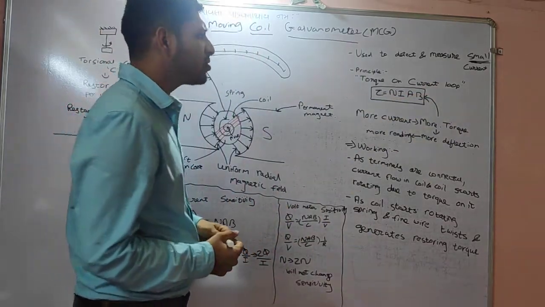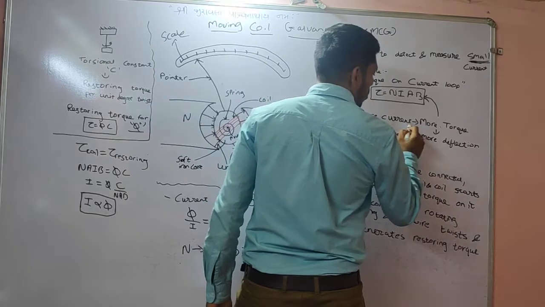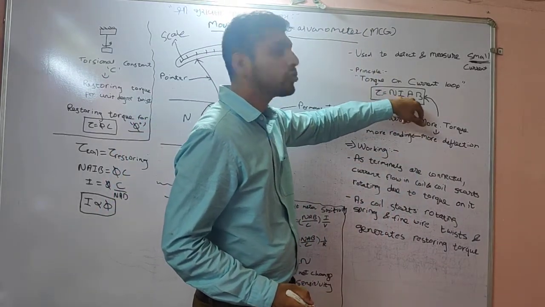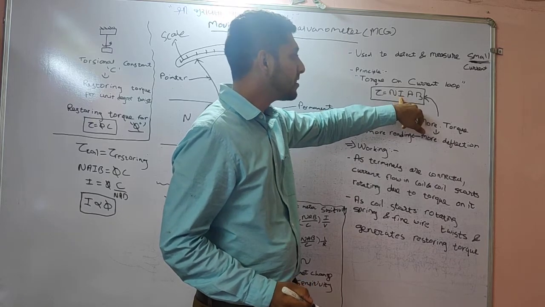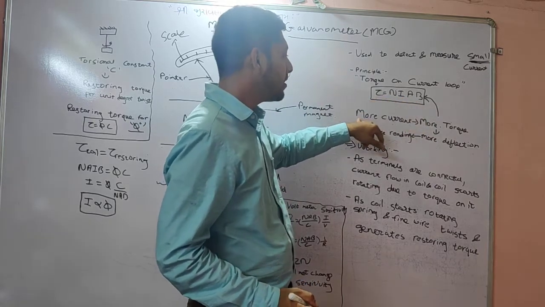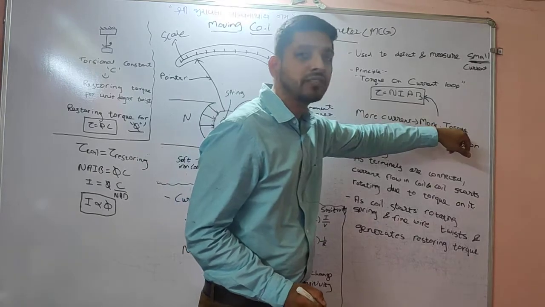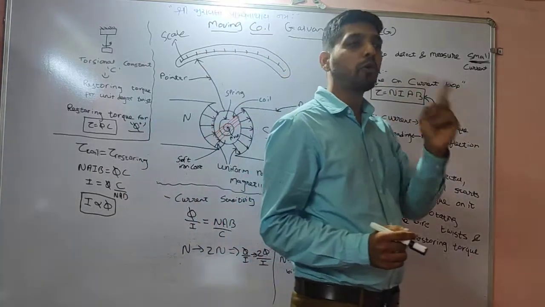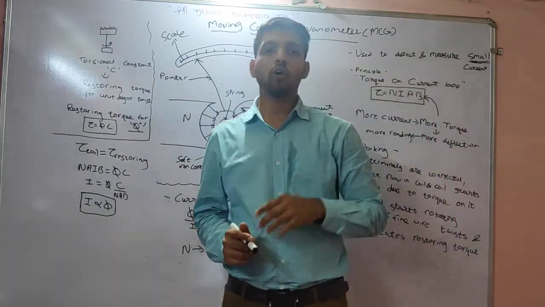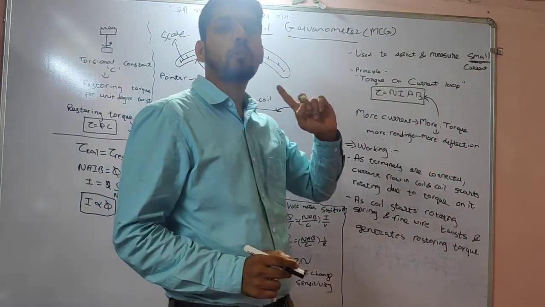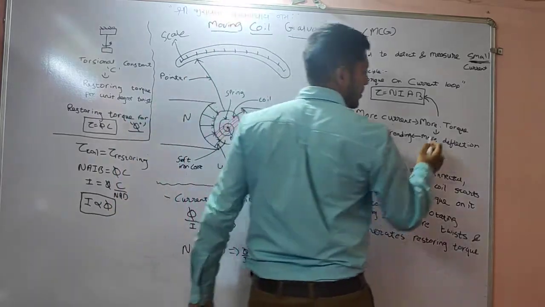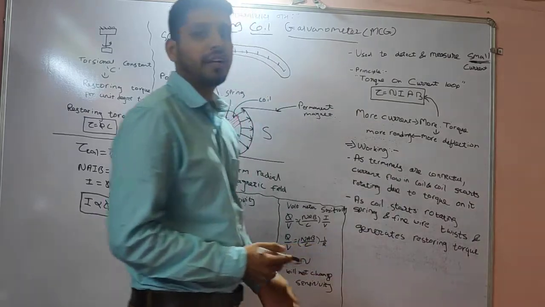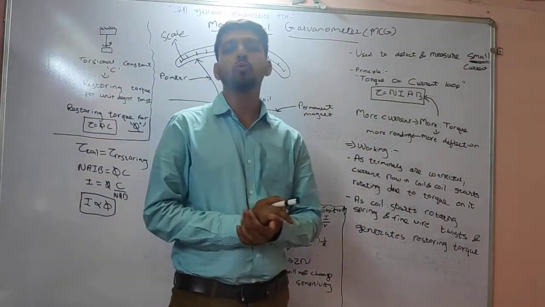So how does the principle work? If more current is passing, then the torque will be more, because torque directly depends on current. If current increases, torque will increase. If torque increases, there will be deflection, because a pointer is attached to the coil. So if the torque increases, the pointer deflection will increase, which means more the torque, more the deflection, and more the deflection, more will be the reading. After this we'll move towards the construction.